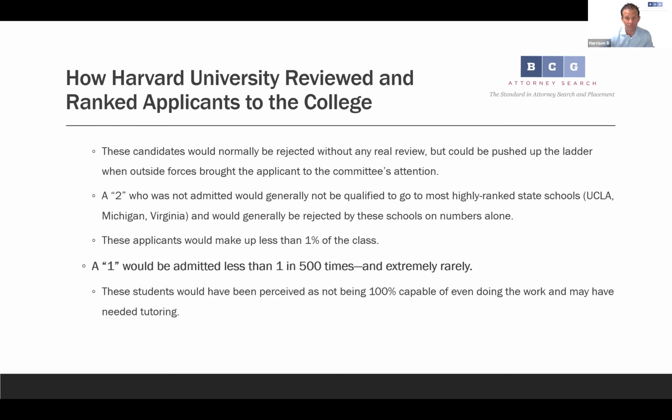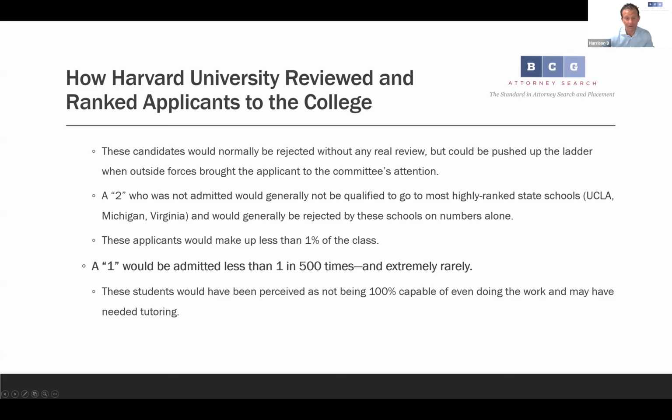Normally, if there wasn't something special in the background or someone pushing for them, they would probably be automatically rejected, meaning their scores are not good enough to even get looked at by a human, or they might get glanced at by a human, but they're not good enough to really be talked about and reviewed carefully. And so someone else is typically pushing them. And a lot of these 2 candidates are really not even qualified to go to your highest ranked state schools like UCLA, Michigan, or Virginia. They would generally be rejected by those schools on numbers alone.